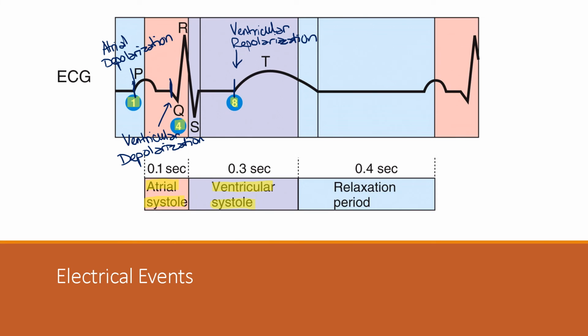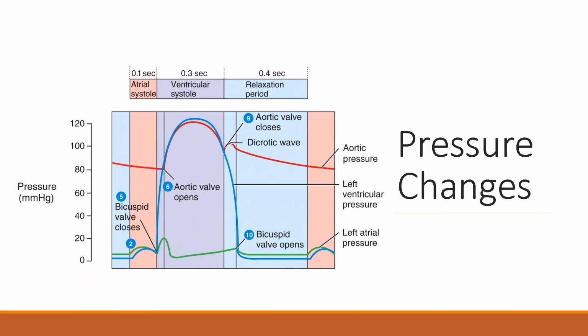So these are going to be our 3 major electrical events that we can see on an ECG. Again, like I said before, the atrial repolarization is really masked on the ECG by this huge QRS complex. Here in this picture, we can see the pressure changes in the heart.